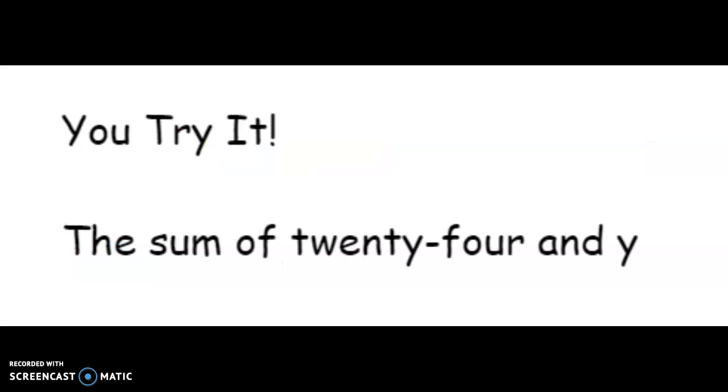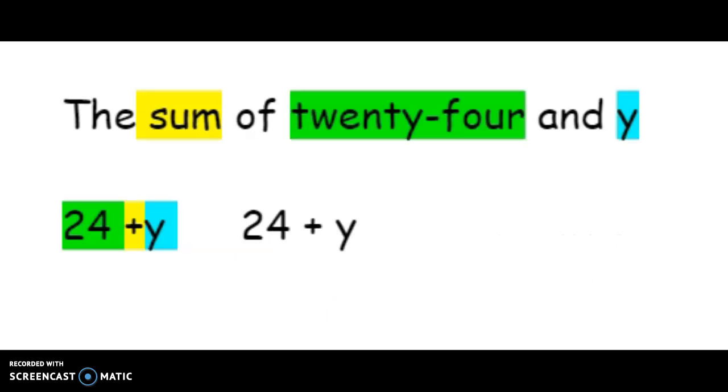Here's the you try it. The sum of 24 and y. Pause the video and see if you can figure out what it will be. The sum of 24 and y, as we take a look at it, we know that sum means to add, so we know we're dealing with addition, and 24 and y becomes 24 plus y.